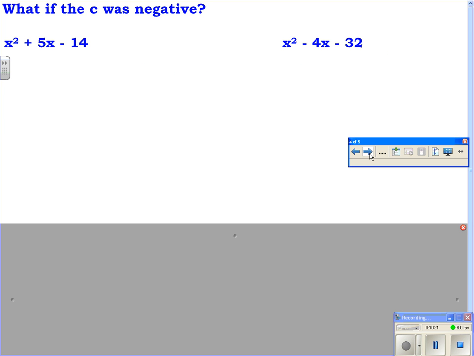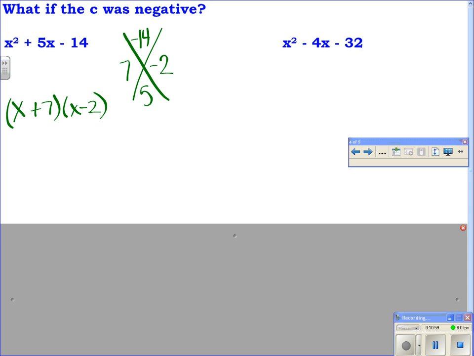Put these two problems down. Top number. And we've got a 5 down here. Multiply to be negative 14, add together to be 5. We got 7 and negative 2. When we multiply those, we get a negative 14. We add them, we get 5. So this one is x plus 7, x minus 2.